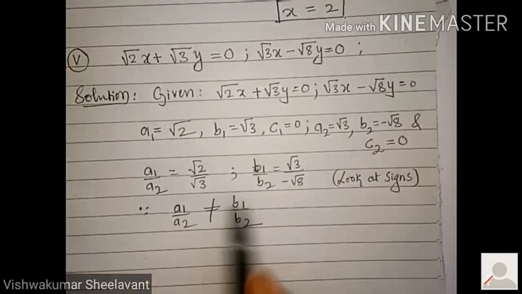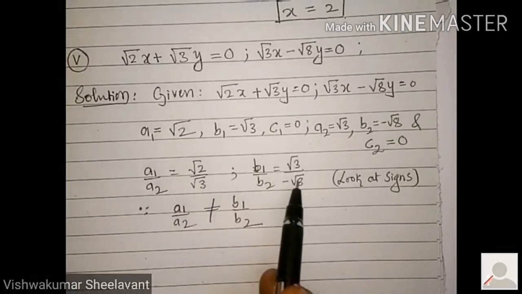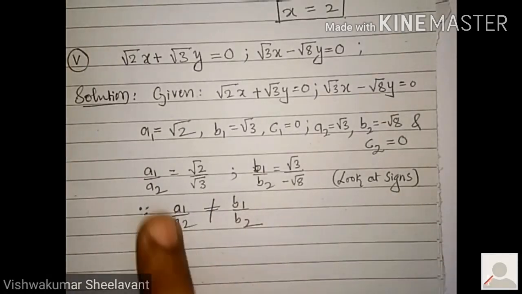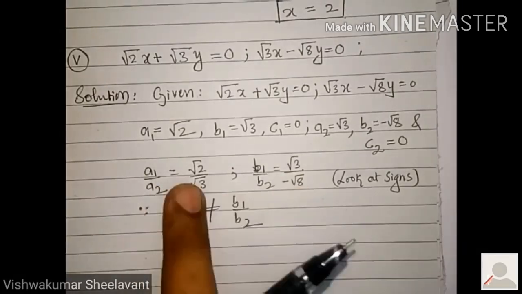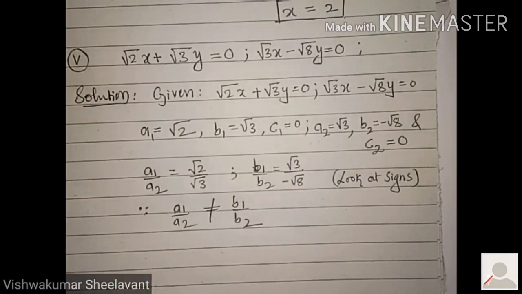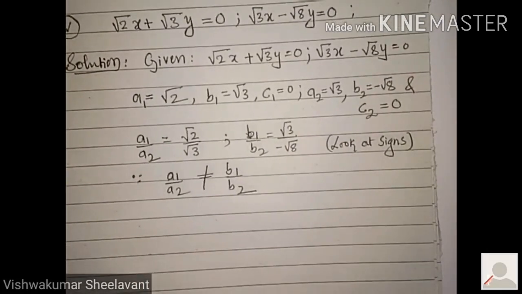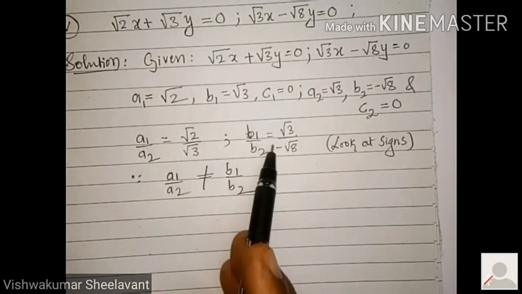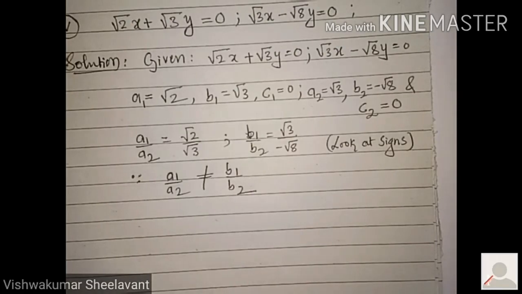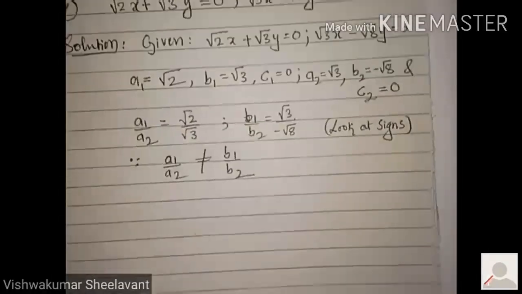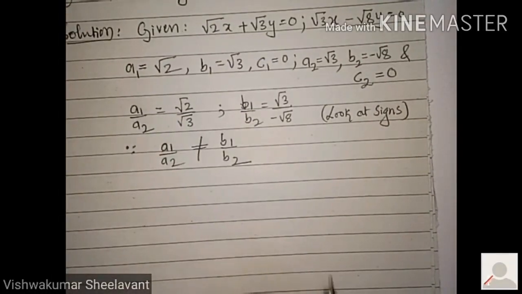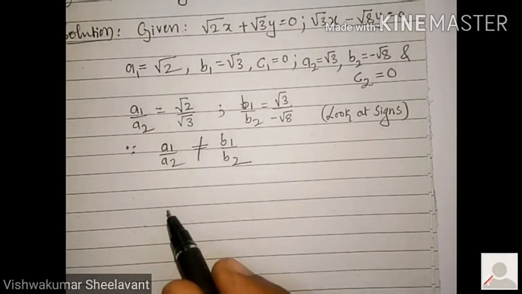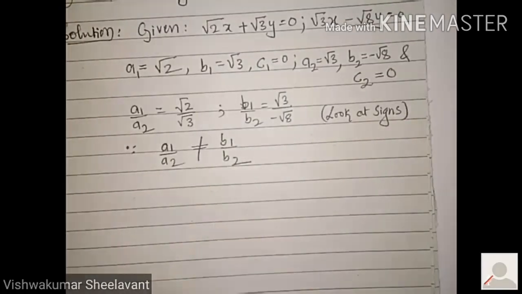For us, the value of A1 by A2, B1 by B2 is not important. What is important is whether they are equal or not. Without simplifying, without knowing the values, but knowing the signs, you can tell whether they are equal or not in this case only. Otherwise, it will be a wastage of time for you people. And in exam, time counts, time matters.